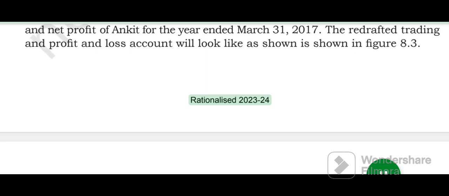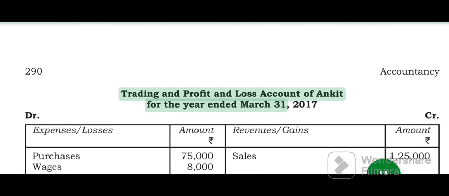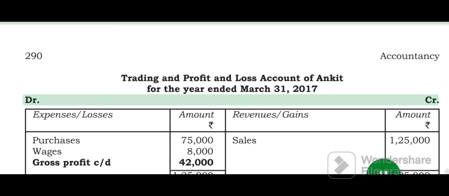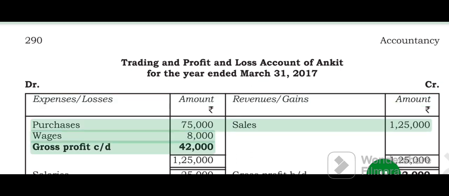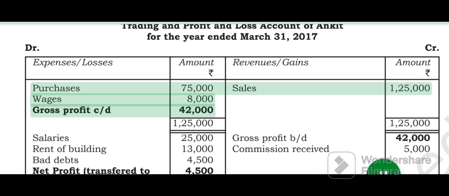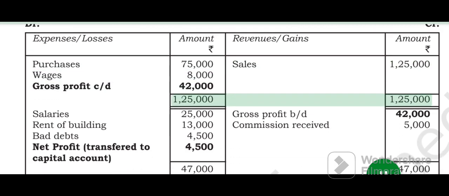Trading and Profit and Loss Account of Ankit for the year ended March 31, 2017. Dr. Cr. Expenses, losses amount, revenues, gains amount. Purchases 75,000, sales 125,000, wages 8,000, gross profit c/d 42,000. Total 125,000, 125,000.